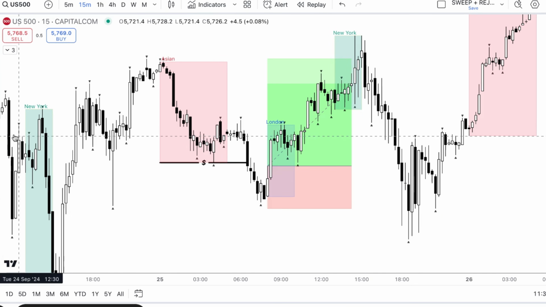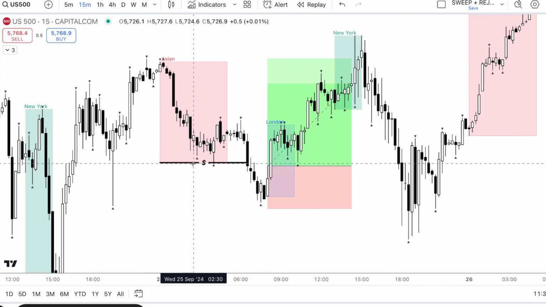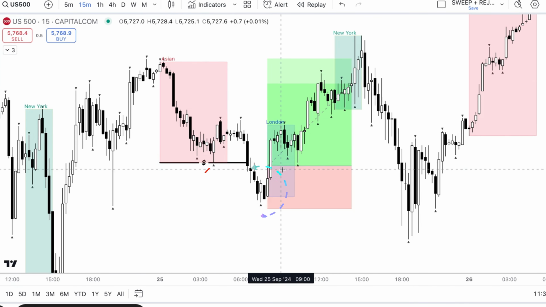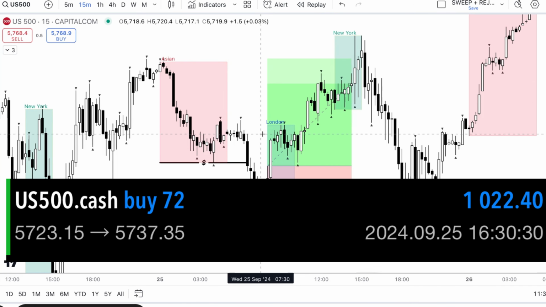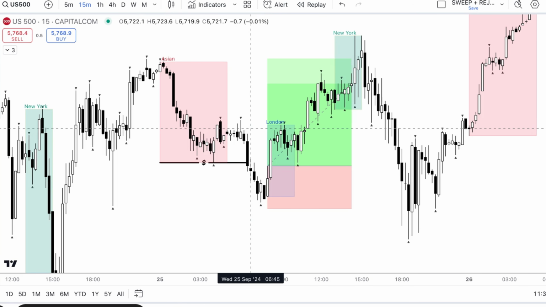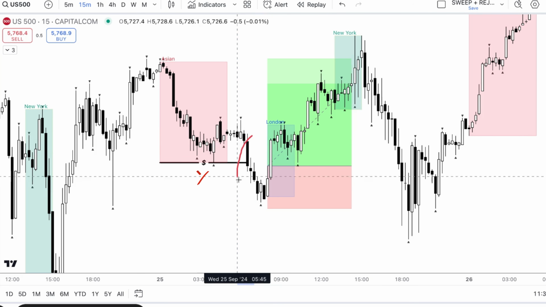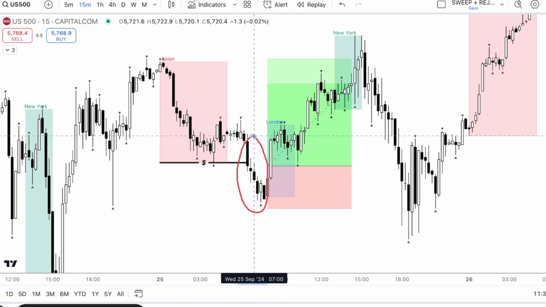Here you can see we get a sweep of our Asian session low. So this is a long trade example. I'm going to share the profit on screen of the trade that I took yesterday. Let's break this down. Our directional bias was to the upside. Therefore, we're looking for a Judas swing. We're looking for a sweep of liquidity below the Asian session low. You can see that's what we get right here.